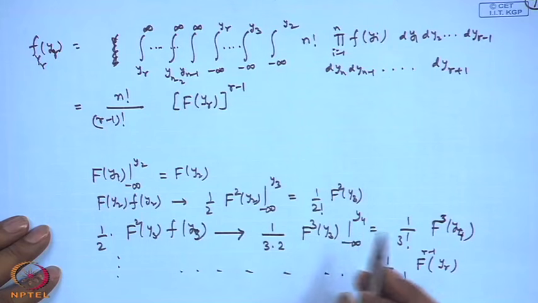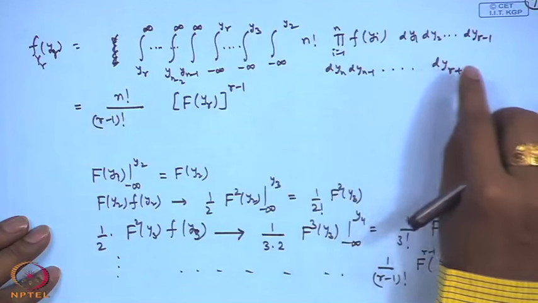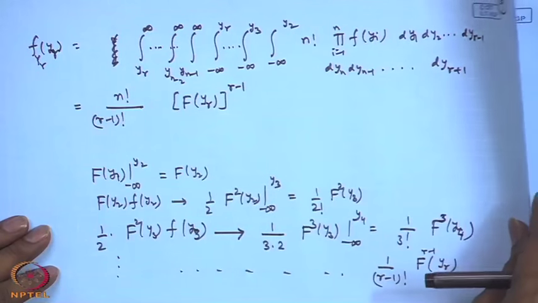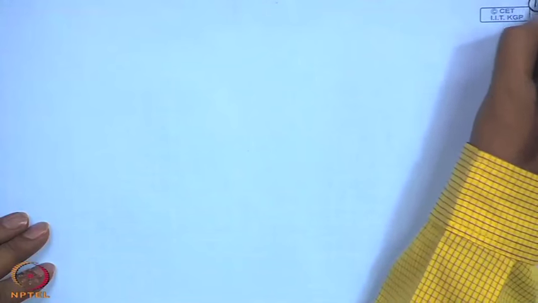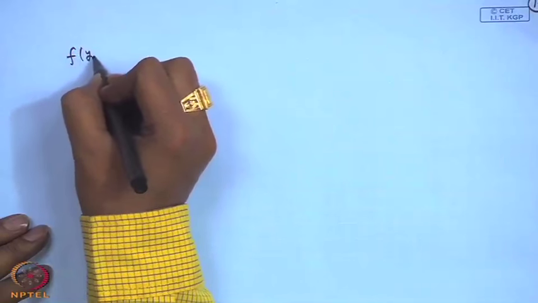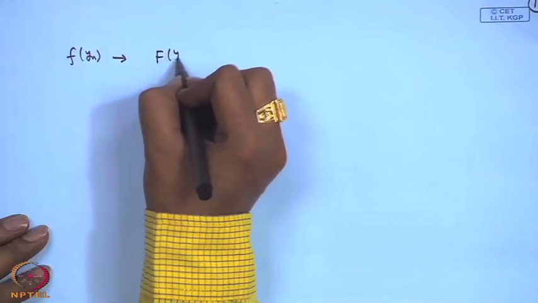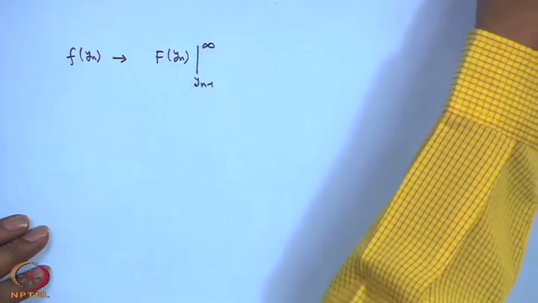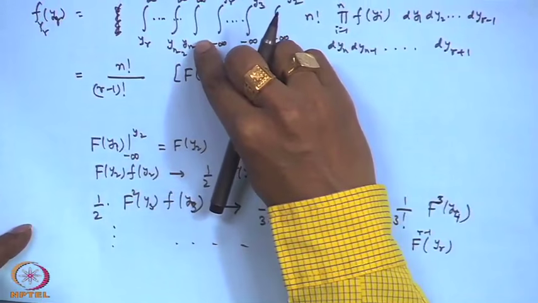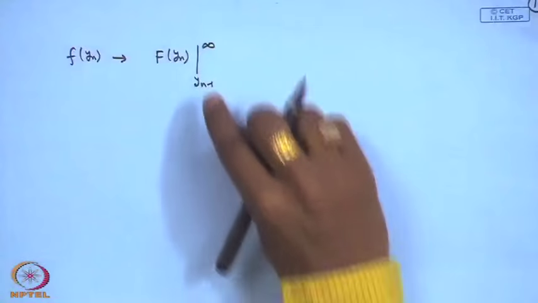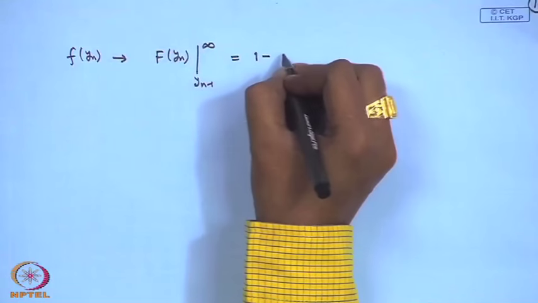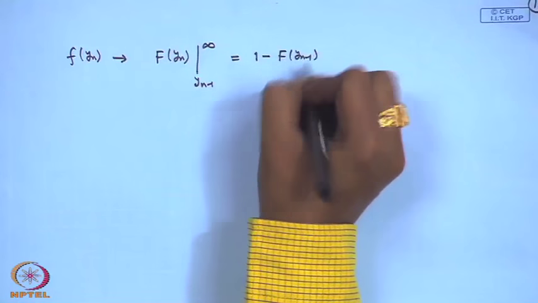Now, let us look at the other terms here. The next term will be small f of y n. When I look at small f of y n, that will give me capital F of y n, and the integral is now from y n minus 1 to infinity. So this is y n minus 1 to infinity. Now, F of infinity is 1, so it becomes 1 minus F of y n minus 1.